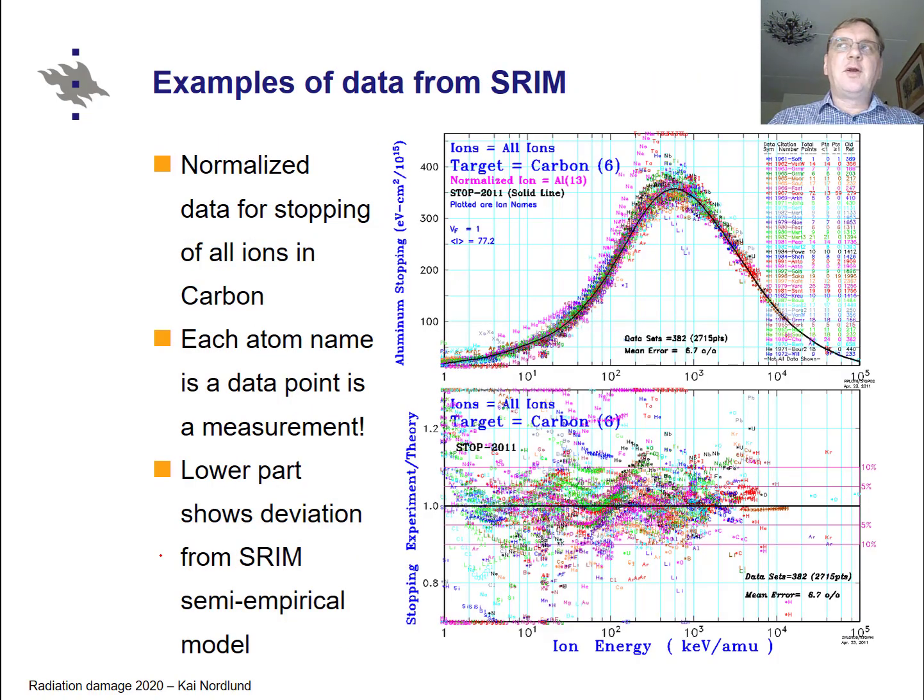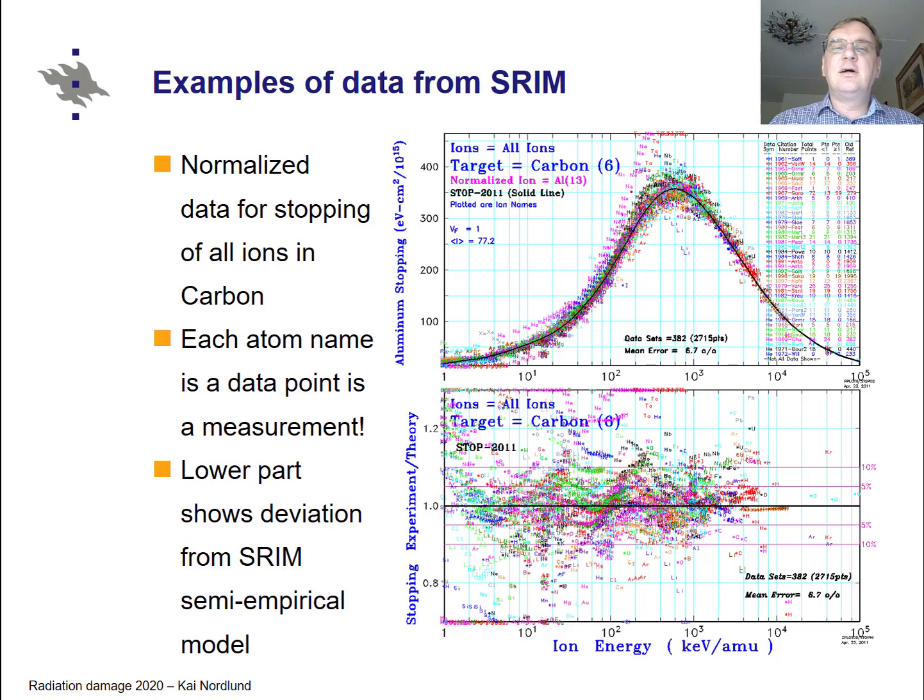Before we go on to how to actually use the software, I'll show some examples of the data available. These are examples of data available on carbon. Each letter here is a data point, so you see that there is a huge amount of data available. Each letter is the ion, the name of the element is the ion.